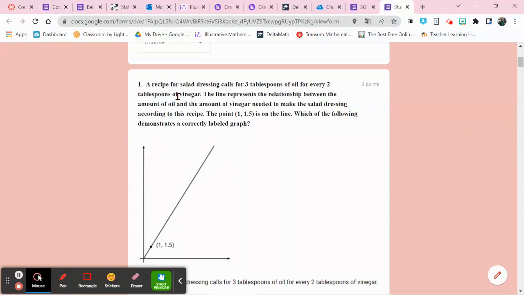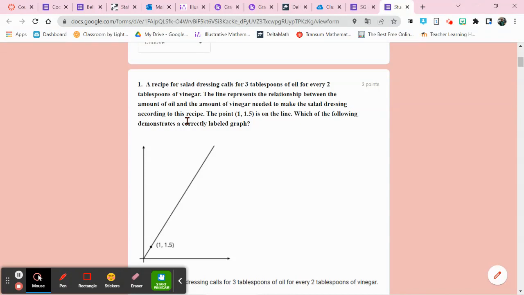A recipe for salad dressing calls for 3 tablespoons of oil for every 2 tablespoons of vinegar. The line represents the relationship between the amount of oil and the amount of vinegar needed to make the salad dressing. According to the recipe, the point when x is 1, y is 1.5 is on the line. Which of the following demonstrates a correctly labeled graph? So in other words, they want your x and y axis, or lines, to be labeled.